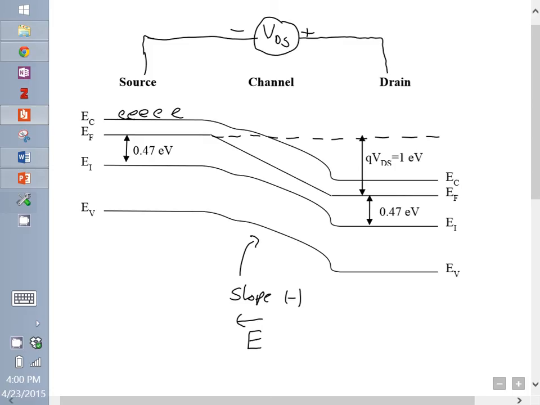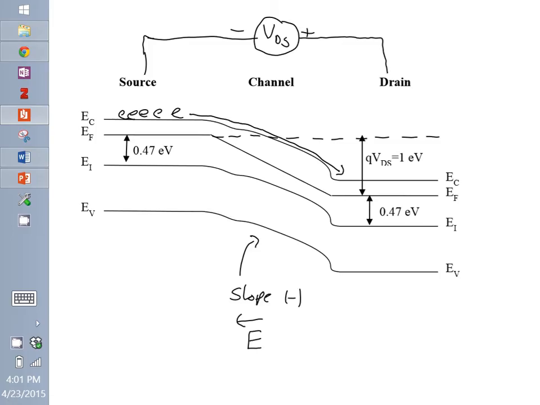So what do the electrons do? There's actually an easier way to understand this. Electrons go down the slope, right? That's what drift current is. If we want to represent drift current in an energy band diagram, it's electrons moving down the slope. Electrons in the conduction band basically move this way. So we have electrons moving from the source to the drain.